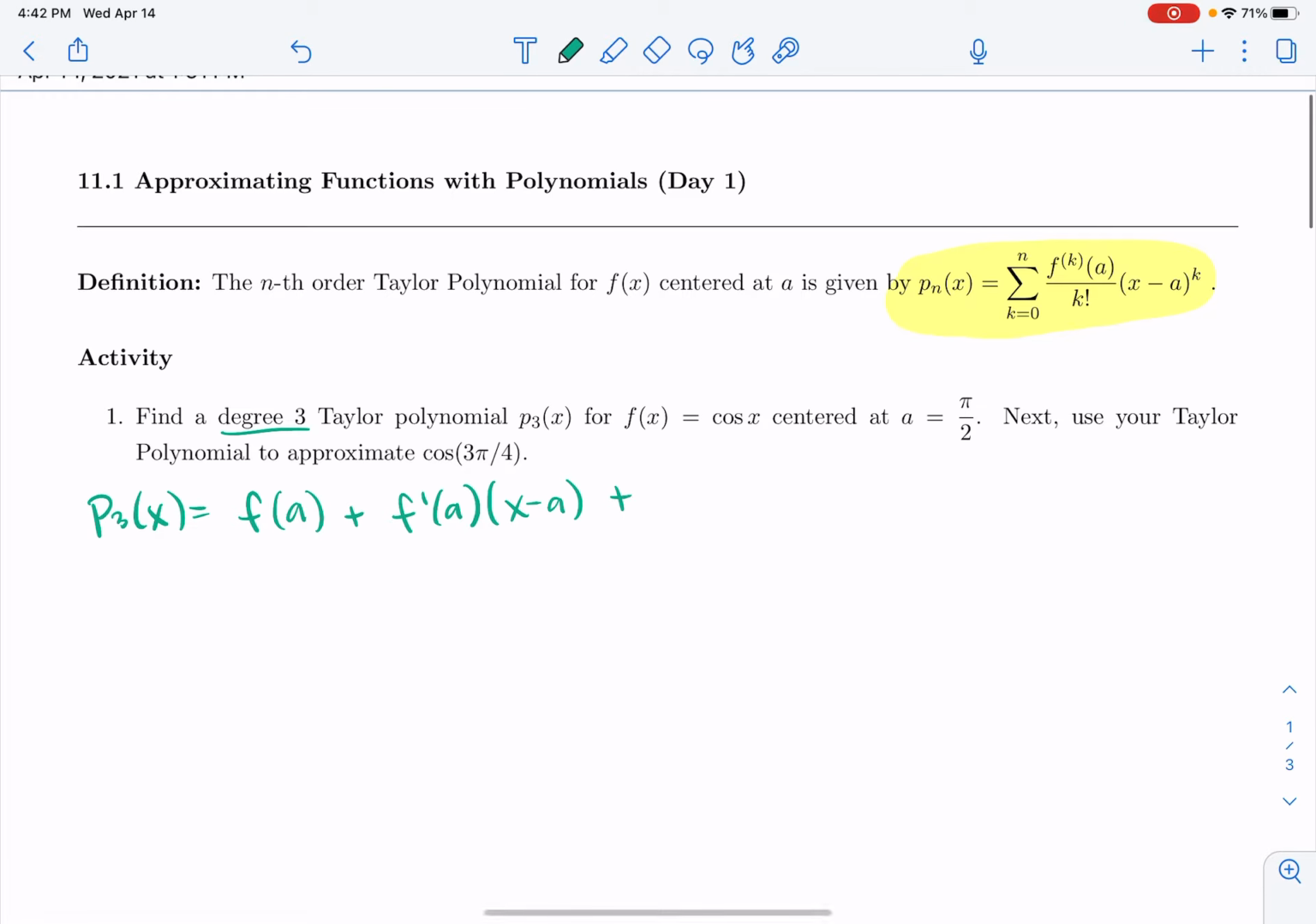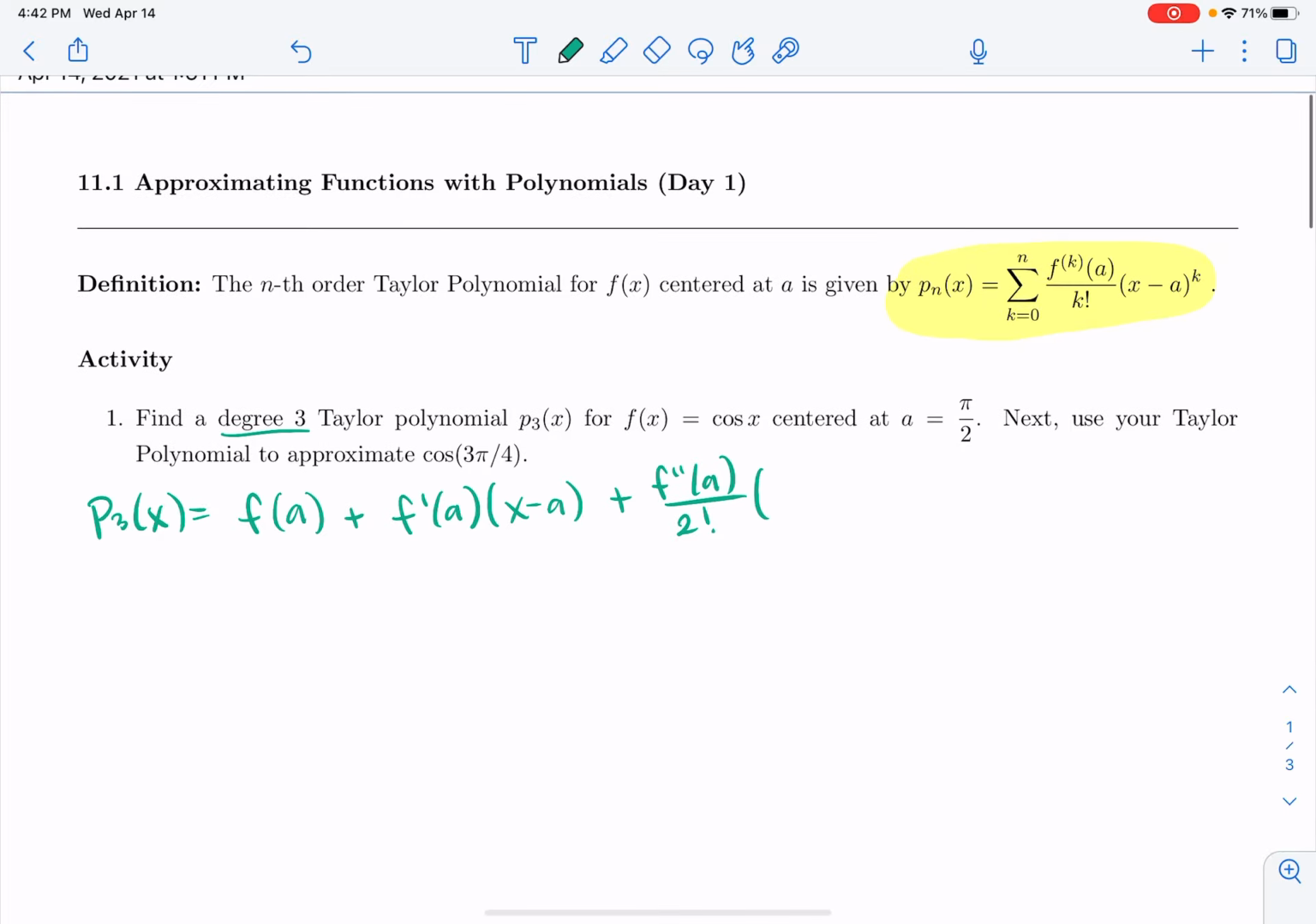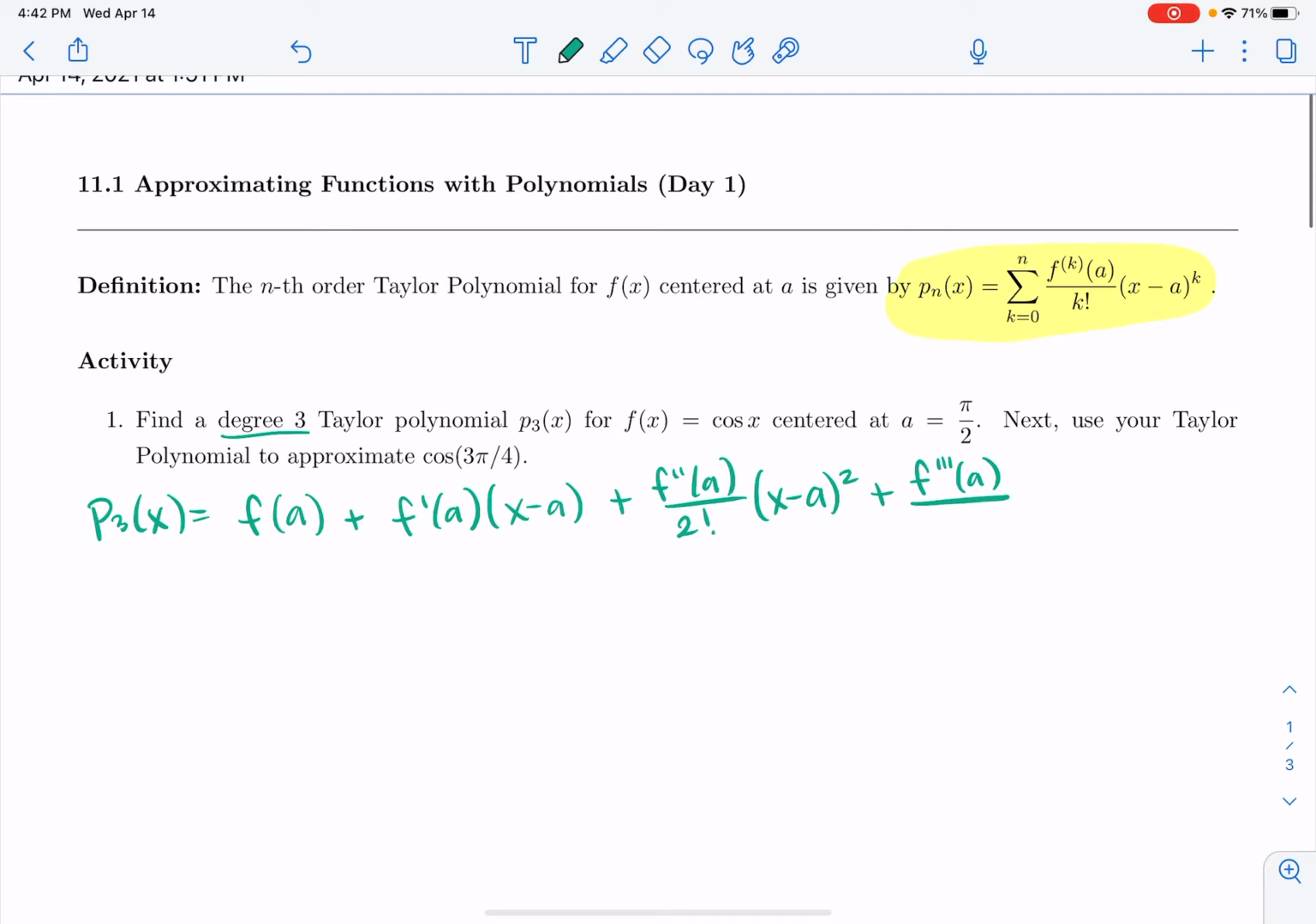Then we get a quadratic term. We get f double prime of a divided by 2 factorial, which is just 2, but I'll write factorial just to follow the pattern. And then we get an x minus a squared, and then we have a cubed term, which goes with our third derivative of f, evaluated at a, divided by 3 factorial, and then x minus a cubed. That's what it is generally. So you can see what we're going to need: the function evaluated at a, the first derivative evaluated at a, the second derivative, and the third derivative, all evaluated at a.